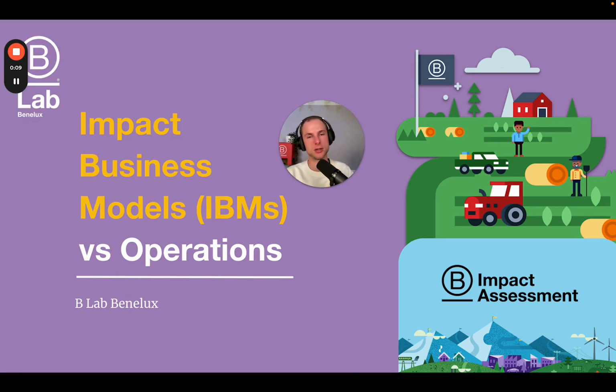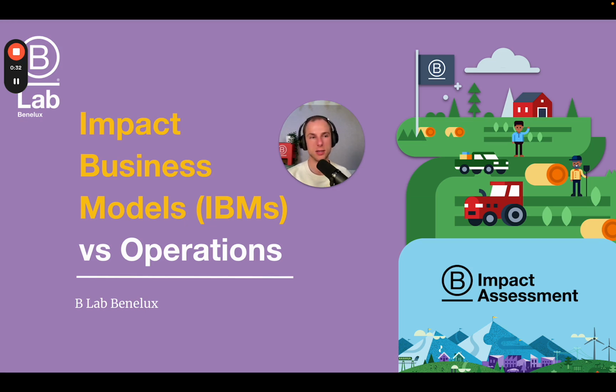In this little video, we're going to look at the difference between the two kinds of impact that you can measure in the B Impact Assessment. So if you've been working with the BIA already, you may have noticed that there are two kinds of impact: operational impact and impact business models. And it's good and important to know the difference between the two, so that you know what you're scoring points in and whether or not those points are realistic.